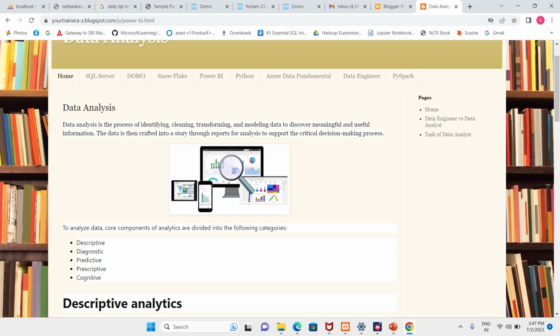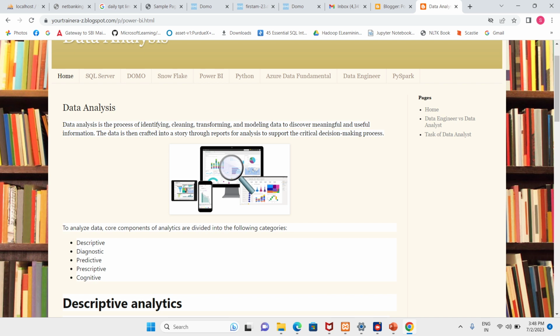Process of identifying means identify data source, means required data source. Cleaning means after identifying the data source, like which data we have to use to create a report, then we have to check whether data is cleaned or not. So in that case we have to clean the data, so we have to check many things like null value, missing value, whether the date and other measure and dimension value is in correct form or not.